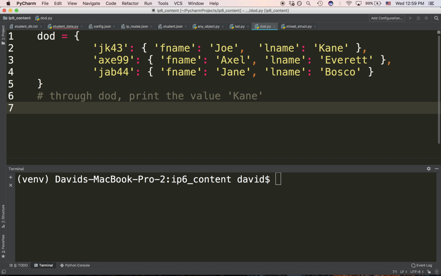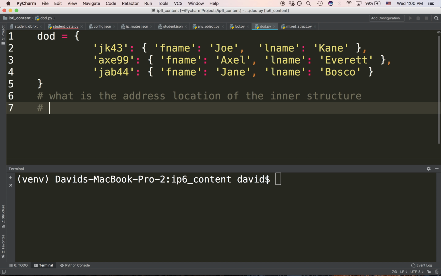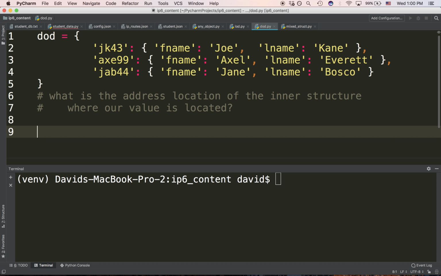Okay, let's do it. We need to consider, again, the two rules. The first rule is, what is the address location of the inner structure where our value is located? That's number one. And then the second, once we've reached that inner structure, where or how can we access that inner value?